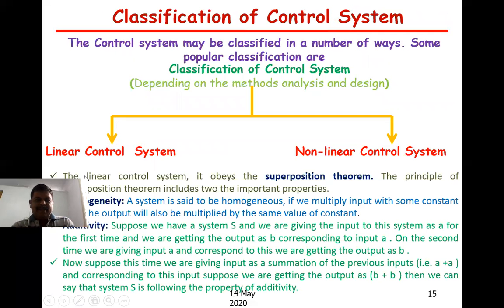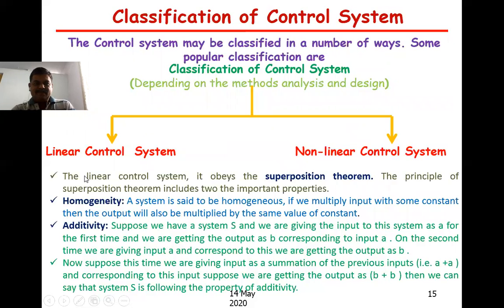And then that is the main classification. The classification of control systems. The control system may be classified in a number of ways. Here we are discussing some popular classifications. First of all, the classification of control systems basically depends on the method of analysis and design, whether it is a linear control system or a non-linear control system.